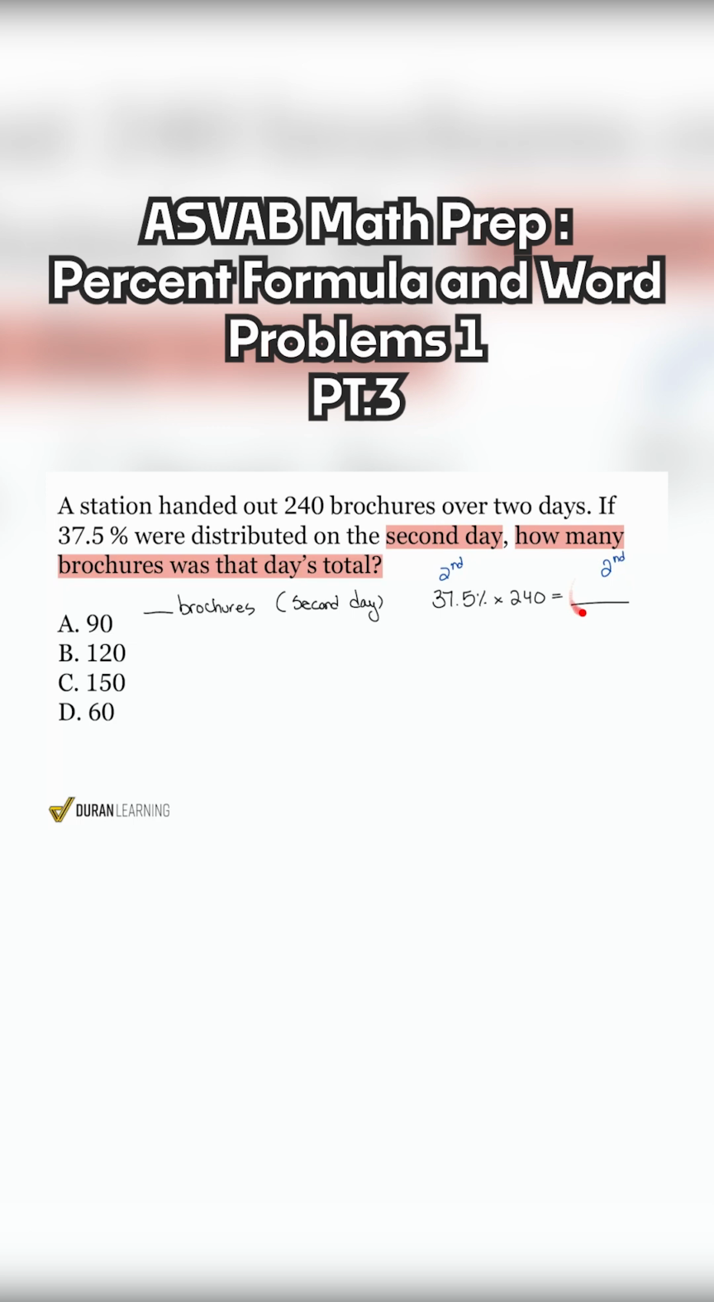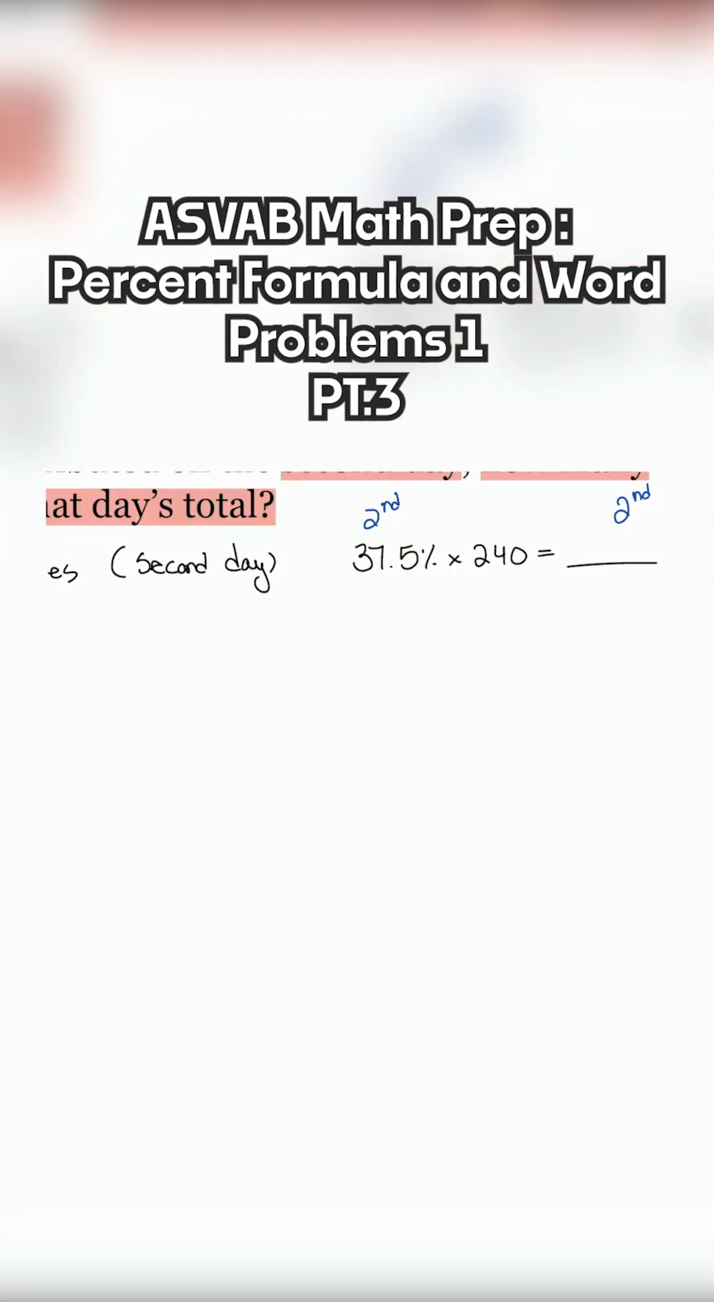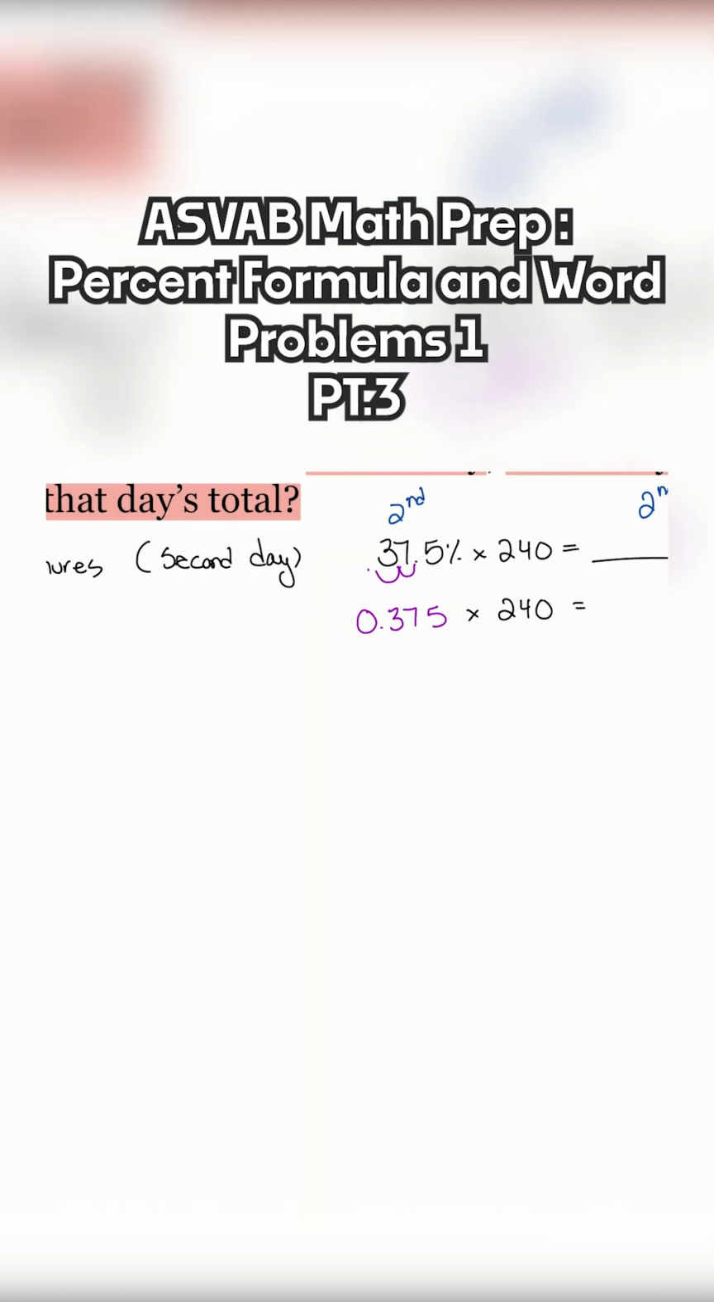Because we want to know the amount of the second day's brochures, we want to plug in the percent for that second day. And there's that percent for the second day, right here. Turn this into a decimal, 0.375, and we're going to multiply that by 240. So let's just go ahead and get right to it.